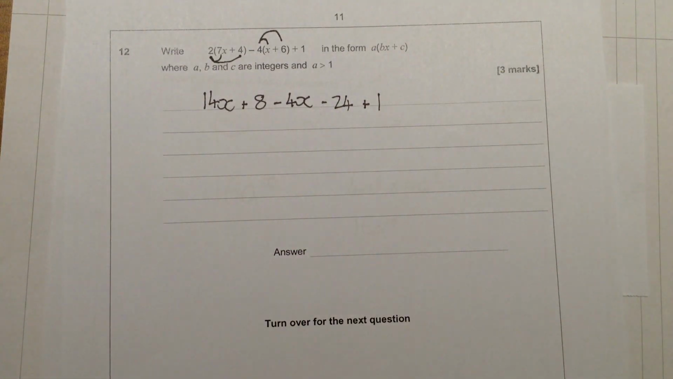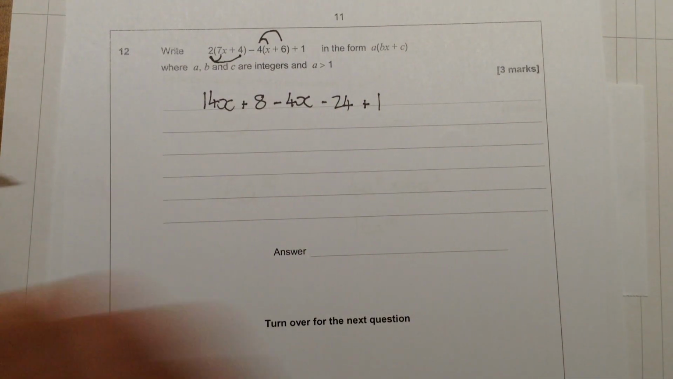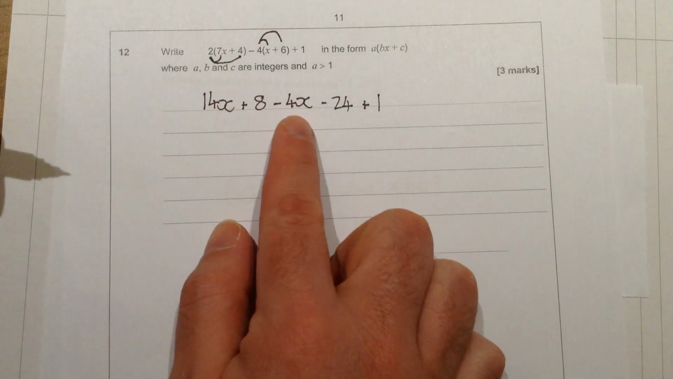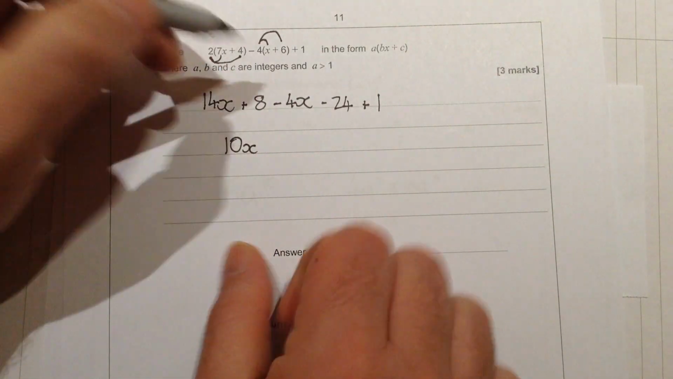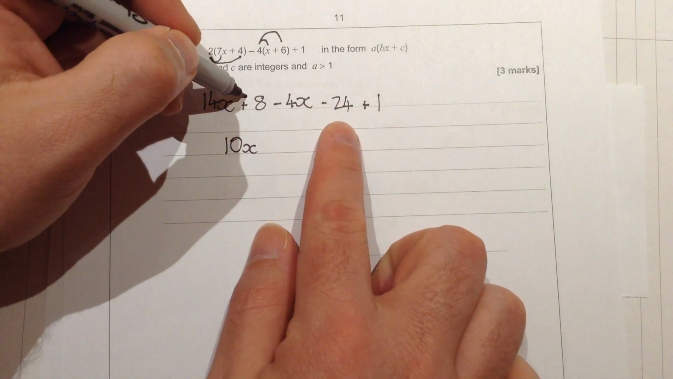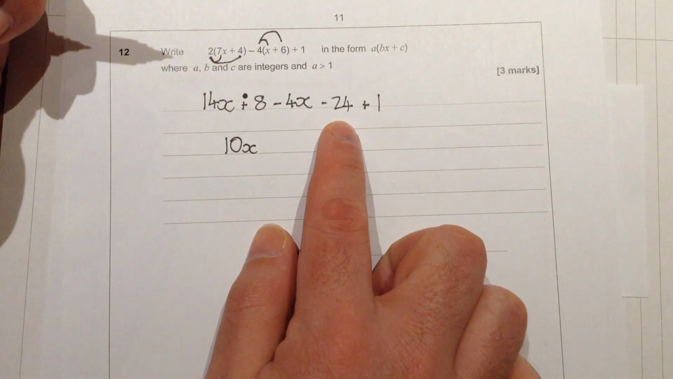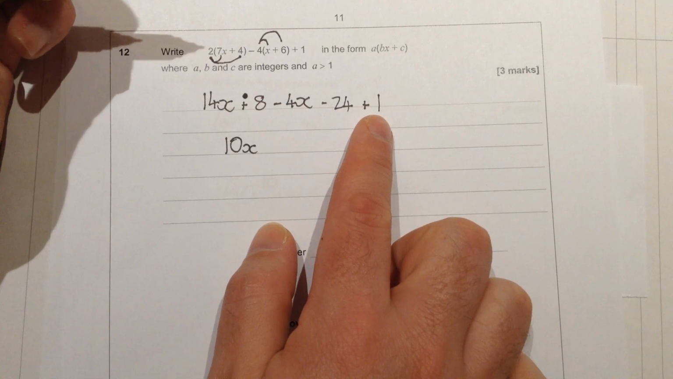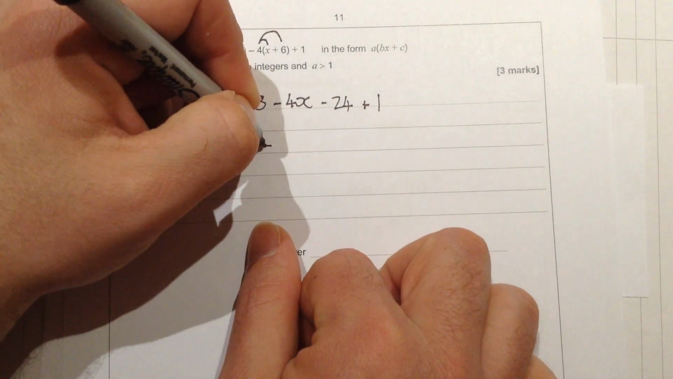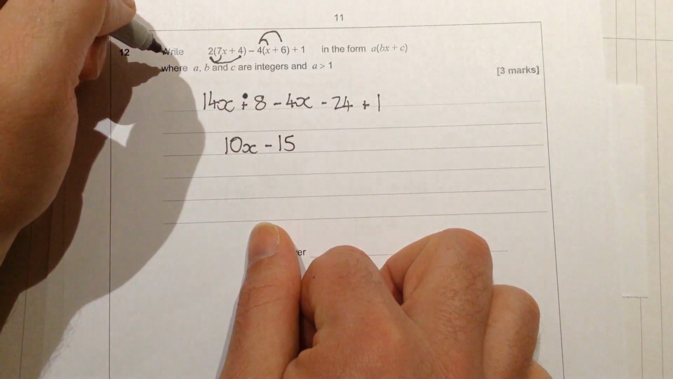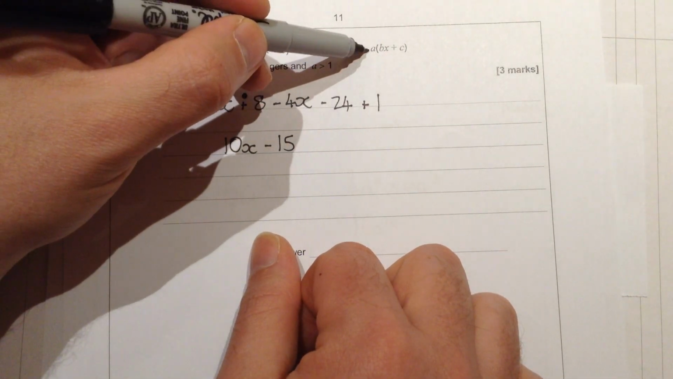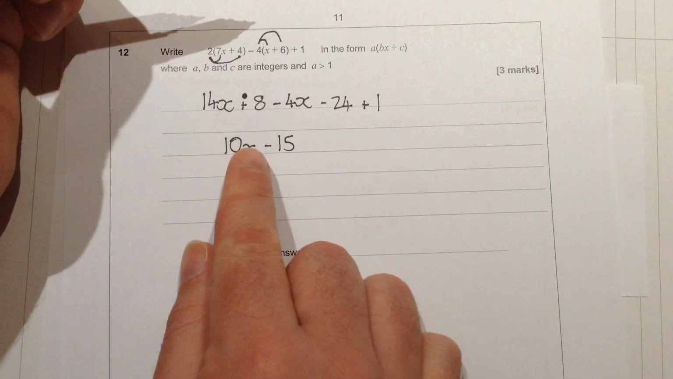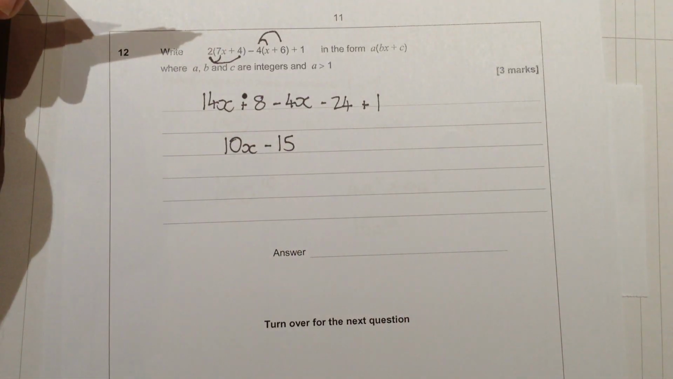My next gut instinct is to try and simplify this. So we've got 14x, take away 4x, which is 10x. 8, take away 24 is minus 16. Plus 1 onto minus 16 takes us up to minus 15. And now this we need to actually put into the form a brackets bx plus c. So in other words, I need to factorise this.